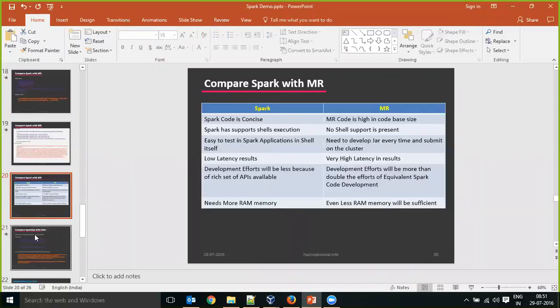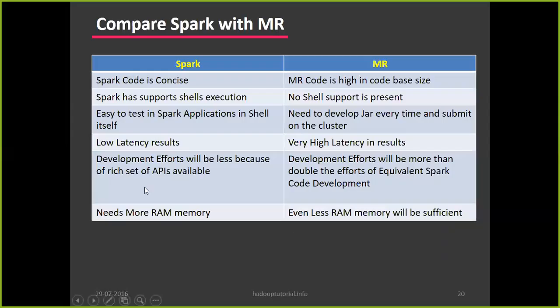Okay. And so these are a few other points that you can compare. Spark code is very concise, and MR code is high in code base size. Spark has support for shell execution as well, I mean, executing your Spark commands within a shell, whereas there is no shell support present for MapReduce.